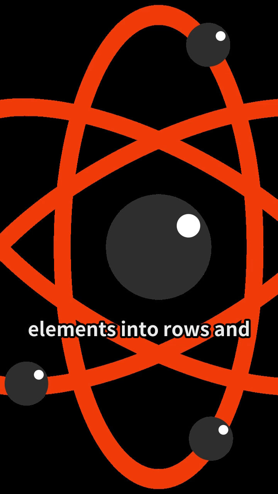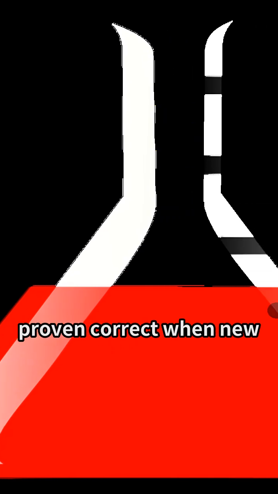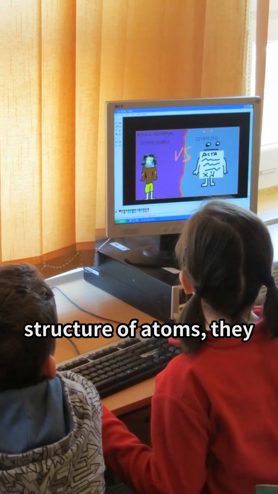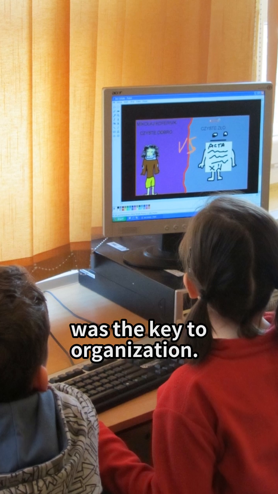Mendeleev organized these elements into rows and columns, leaving gaps for undiscovered elements. His bold predictions were proven correct when new elements were later found that perfectly matched the properties he had anticipated. As scientists discovered the structure of atoms, they realized that atomic number, not weight, was the key to organization.